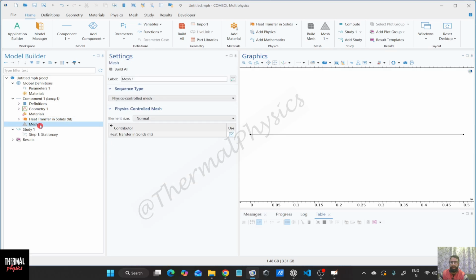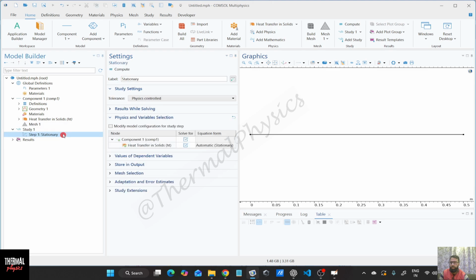So we'll choose mesh. We will build all. So meshing is done very fast, because there are just a few number of elements along this one dimension line. If we had chosen the entire face, then the number of elements produced during meshing would be larger, so it would take more time, and it would take more time to solve each element, and we'll get the same result. So why bother using 2D or 3D if we can get our result from 1D? So stationary, hit compute.